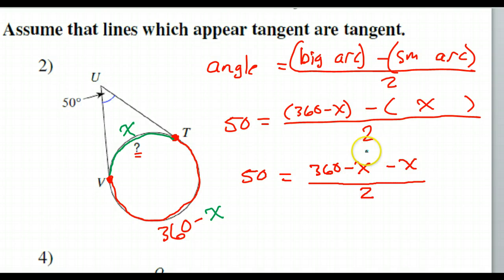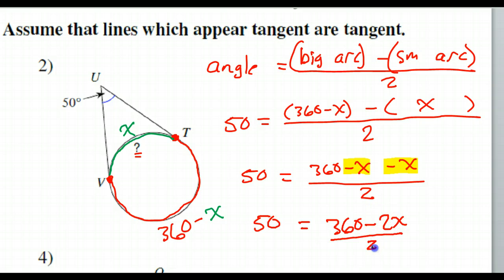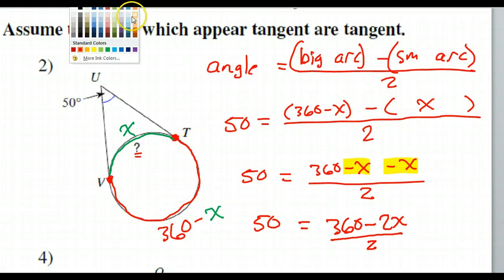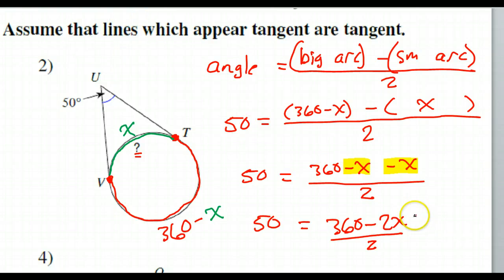Combining like terms. My like terms are negative X and negative X. Put those together, you get negative 2X. So this is going to be 50 is equal to 360 minus 2X, divided by 2. Anytime you have a fraction like this, the thing to do is to multiply by the denominator.